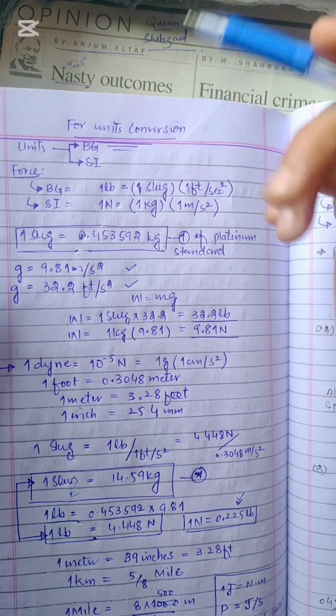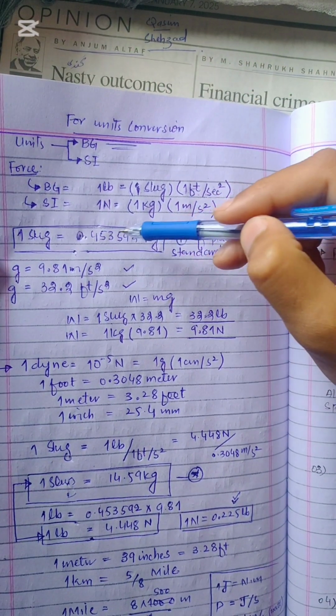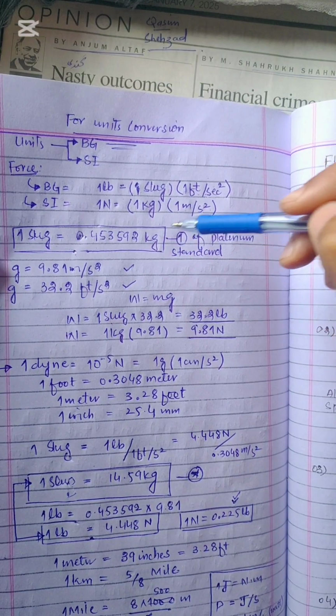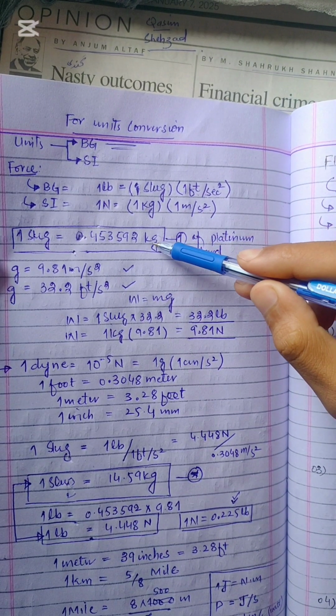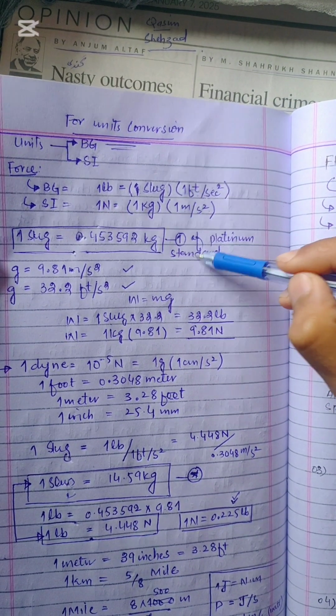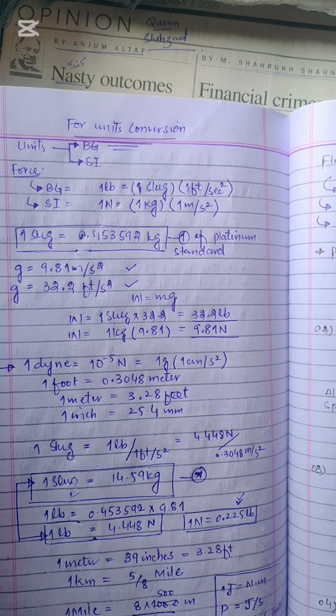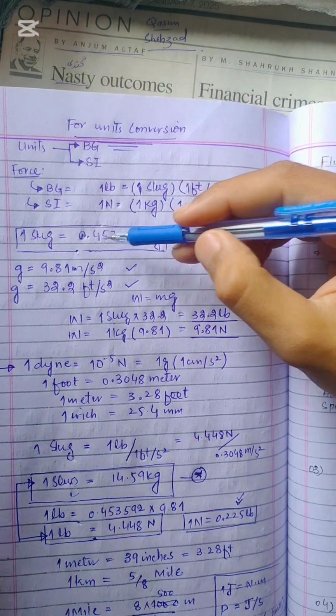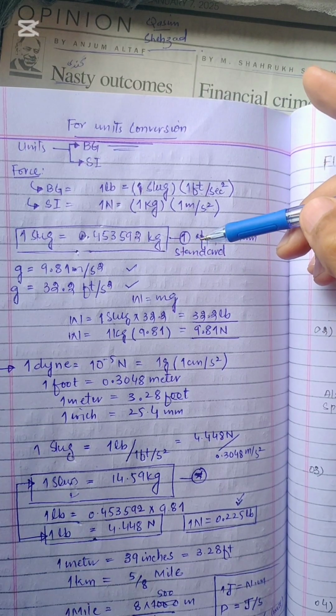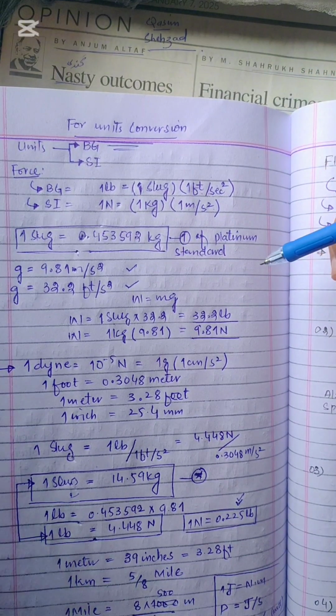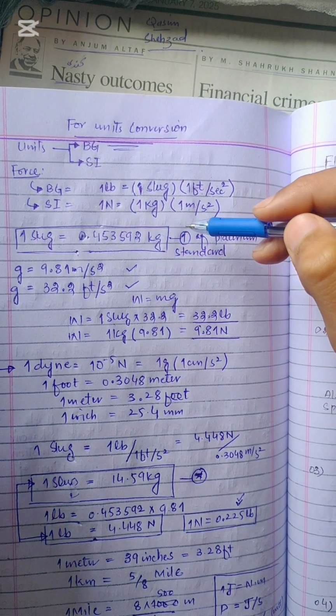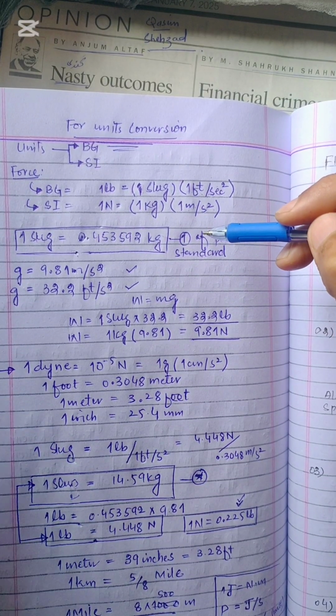Now, how can the slug be derived? What is a slug? A slug is equal to 0.453592 kg. This is the mass of a platinum standard. We can take a platinum standard, and the mass of 0.453592 platinum should be equal to 1 slug.